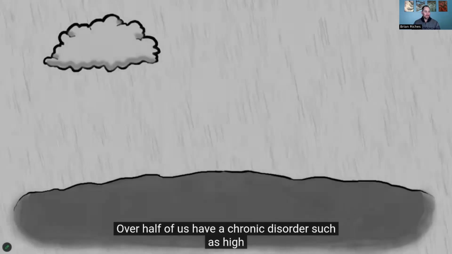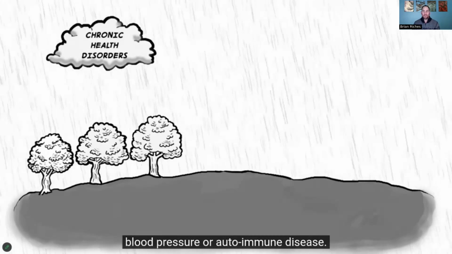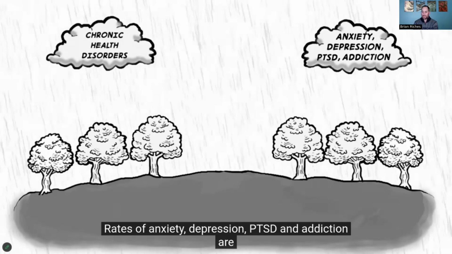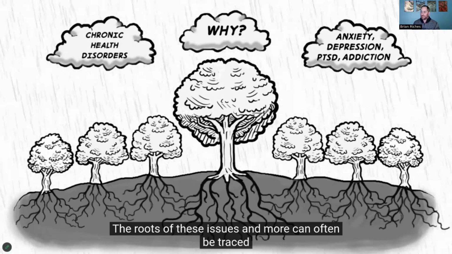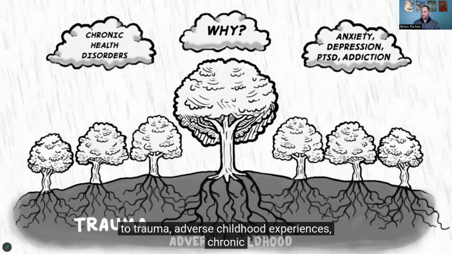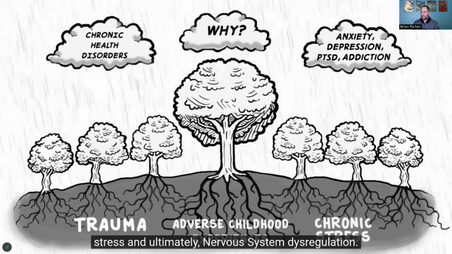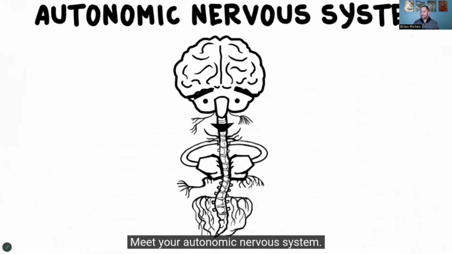Over half of us have a chronic disorder such as high blood pressure or autoimmune disease. Rates of anxiety, depression, PTSD, and addiction are skyrocketing. Why? The roots of these issues and more can often be traced to trauma, adverse childhood experiences, chronic stress, and ultimately, nervous system dysregulation. Meet your autonomic nervous system.